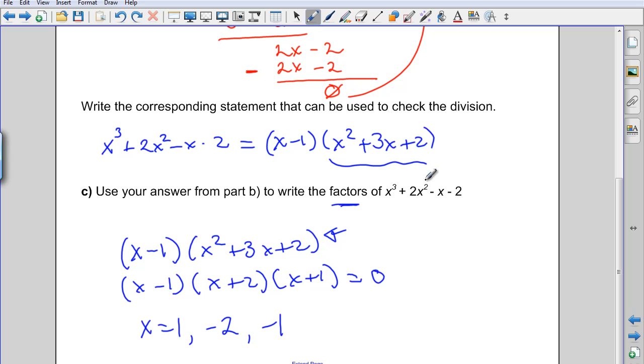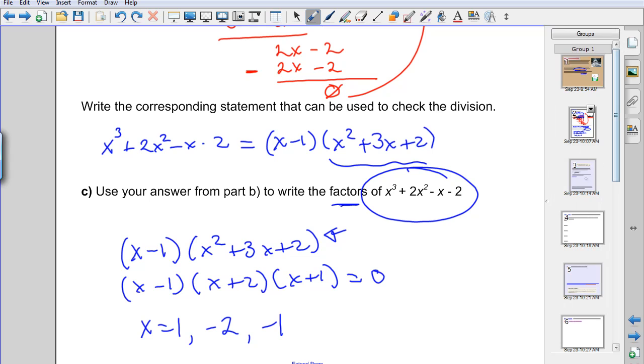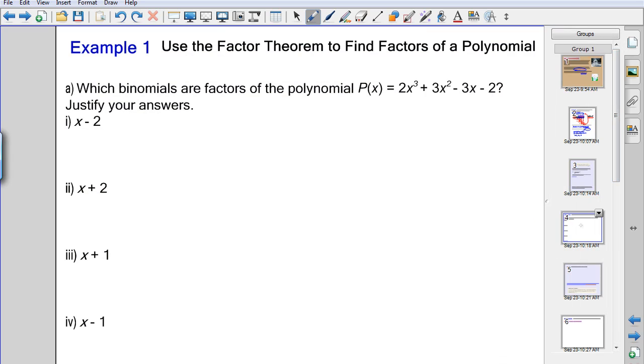Think of this. Now we are able to take a polynomial, and using remainder theorem and factoring techniques, we can actually figure out where the x-intercepts are. Let's take a look at a couple other examples.